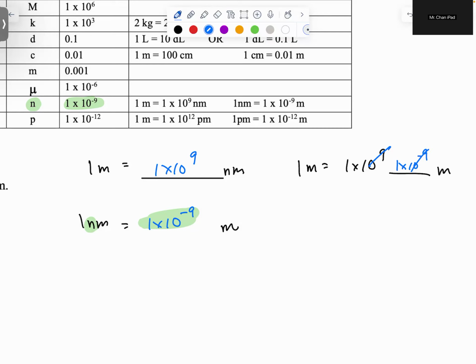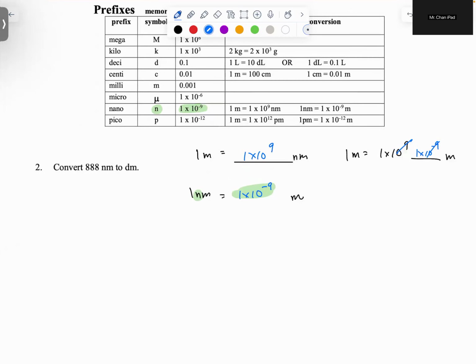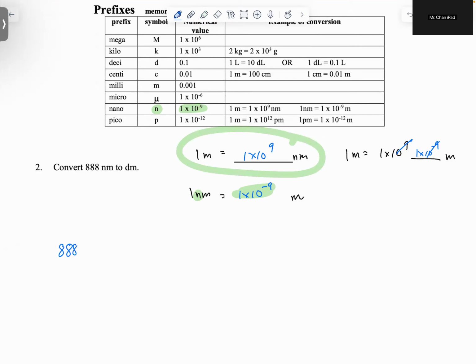All right, that's the understanding. You can use either one, but your teacher would likely use this one. So what's your path? Well, we will go from nanometers to meters first, and then from meters back to decimeters.